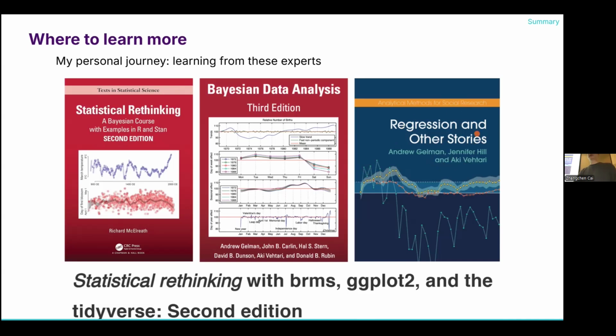And then they also have this book more for practitioners, Regression and Other Stories, written by Andrew Gelman. And this is more practical. It's not based on brms, but rstanarm. It's the same thing, you use the syntax we mentioned. Maybe Albay will explain this. We'll use this toolbox later in the next session.